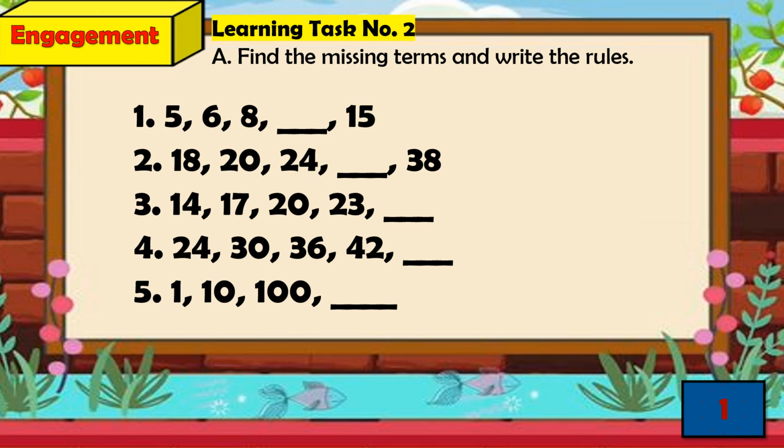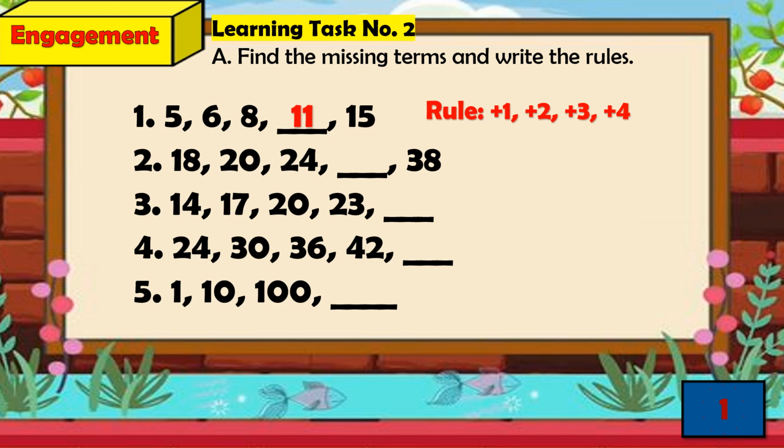Okay, so let us now answer learning task 2. So the missing term is 11. And what is the rule? So the rule is plus 1, plus 2, plus 3, plus 4. So you have 5 plus 1 equals 6. 6 plus 2 is equals to 8. 8 plus 3 is equals to 11. And then 11 plus 4 is equals to 15.